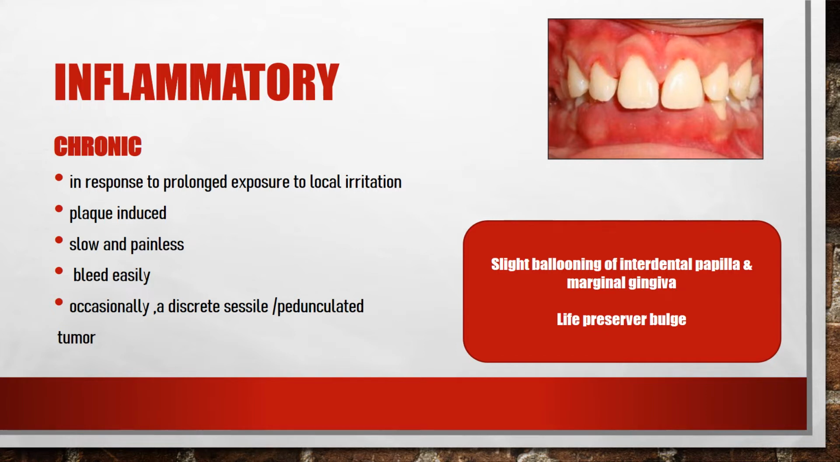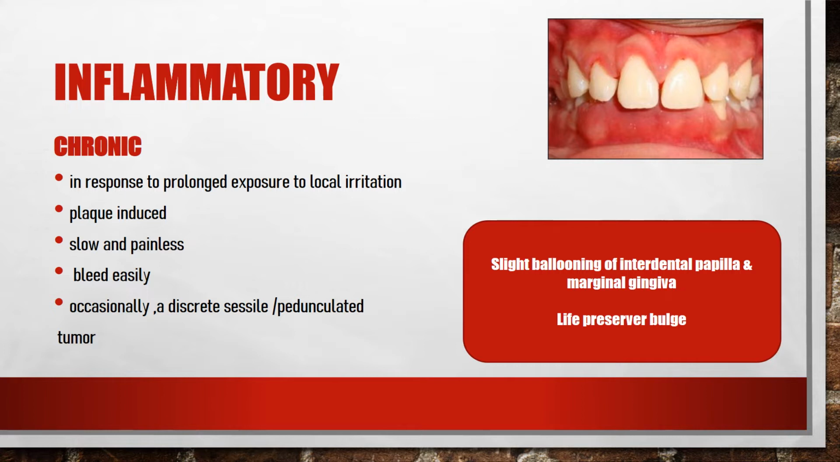So we are moving on to the details of each of the inflammatory gingival enlargements. First we are going to discuss the chronic one. As the name indicates, it is a response to prolonged exposure to local irritation, so mostly it will be plaque induced. It is slow and painless and bleeds easily. Occasionally it can be seen as a discrete sessile or pedunculated tumor.